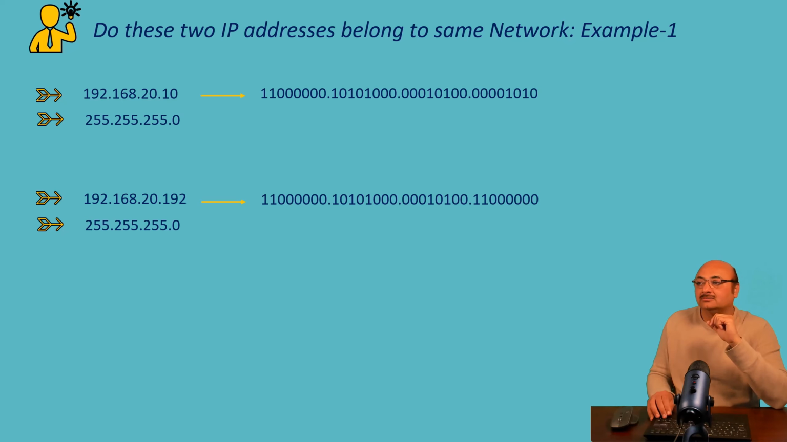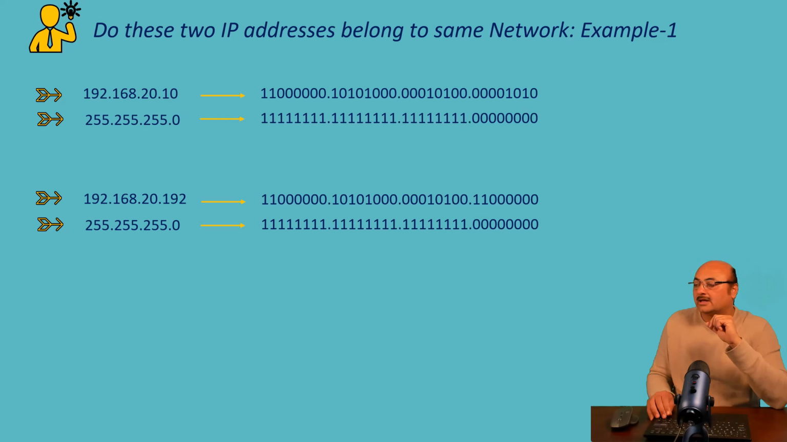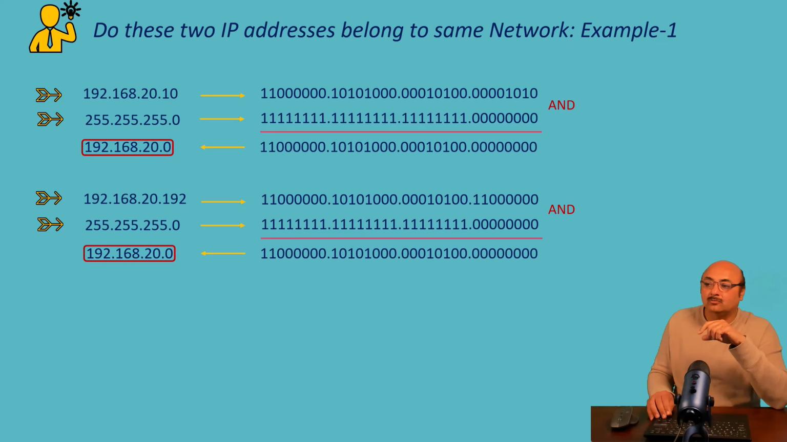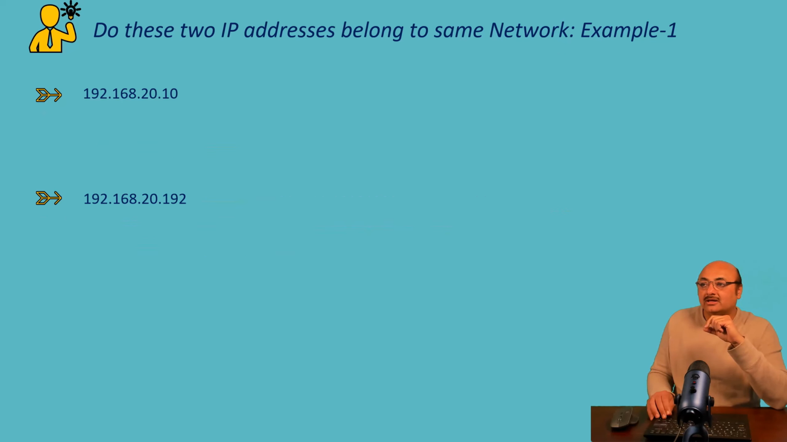Convert these into their binary equivalent. Convert the subnet mask also into its binary equivalent. And then apply the bitwise AND and get the result. And finally, convert the binary results into the decimal equivalents. And this is what we get. And if we compare both of them, they both are the same. So we can say that the two IP addresses that were given to us belong to the same network 192.168.20.0.